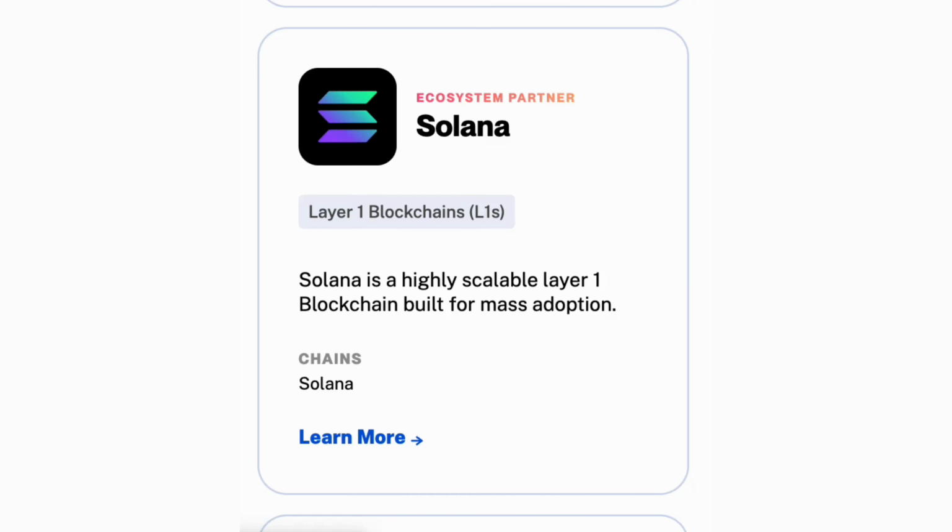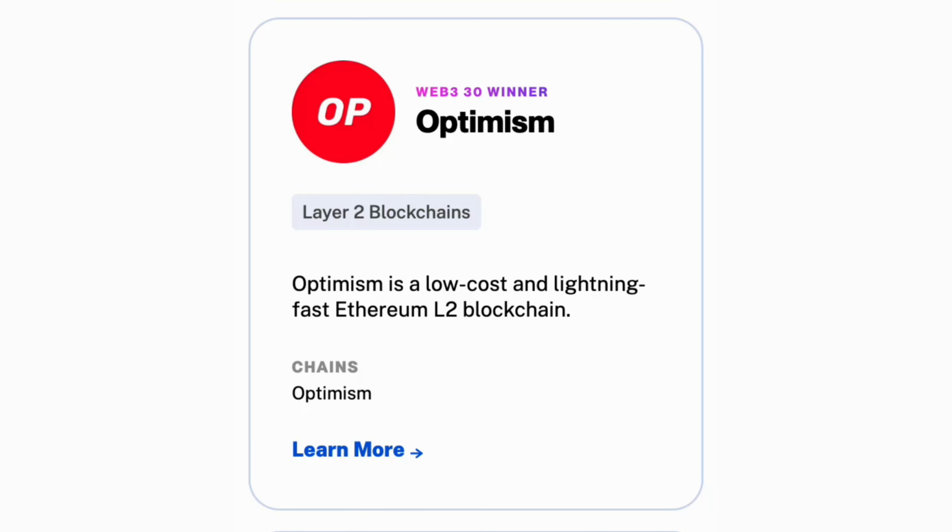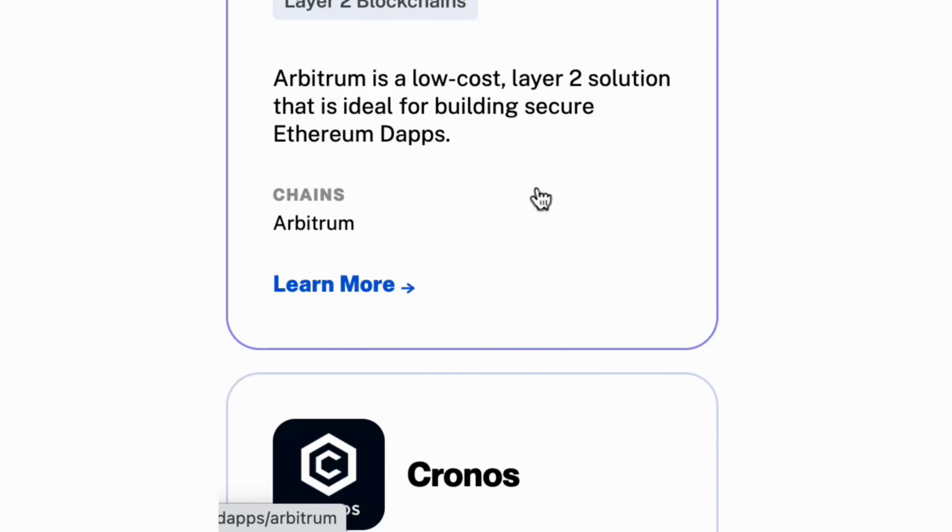After that we have Solana, and Solana is a blockchain layer 1 solution which you can use to build your scalable application. After that we have Optimism. It's a blockchain layer 2 solution. You can build a scalable application because it follows a low code and low cost strategy. Then we have Arbitrum. Again, it's a layer 2 blockchain which you can consider for deployment and building your DApp on it.